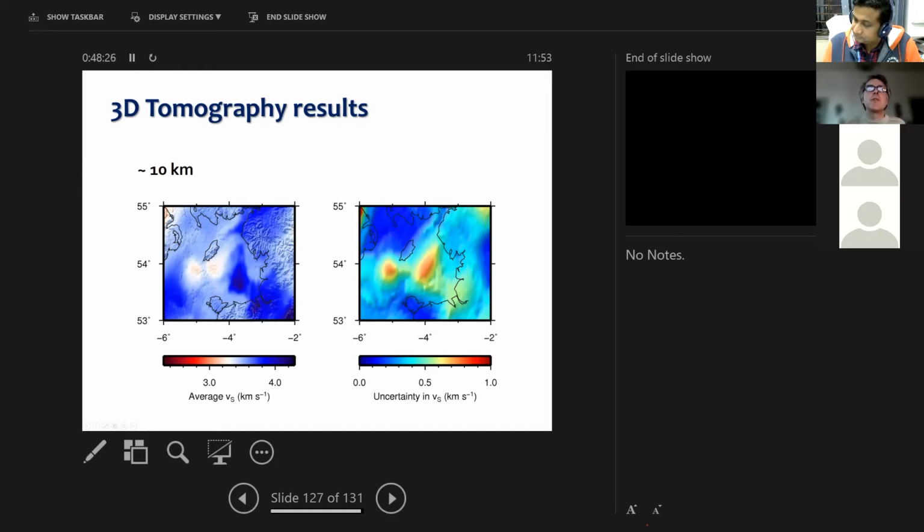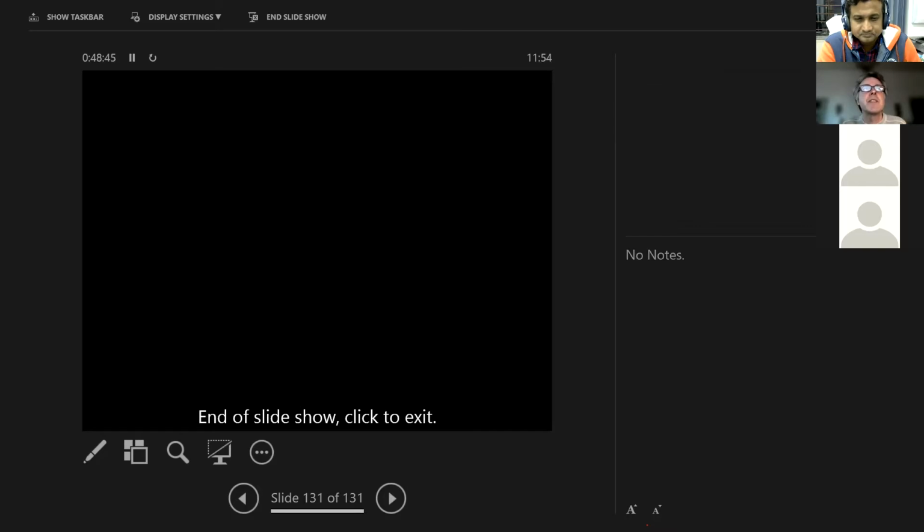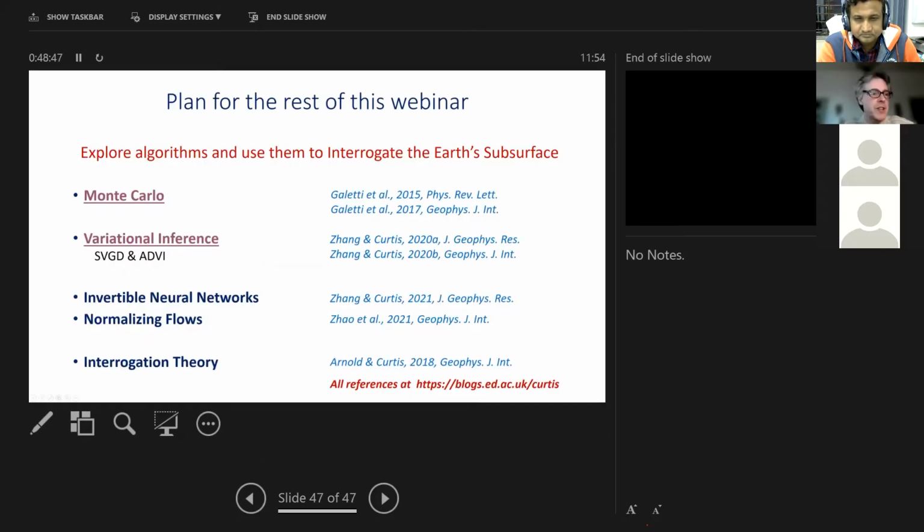But this just shows you that by imaging in 2D, we can use the results to construct 3D images. And that's the ultimate goal of all this. And the nice thing is that by translating the uncertainties properly, we get uncertainties in those 3D images, as shown on the right here. That's what we're after. So that's the first section of the talk on Monte Carlo methods.